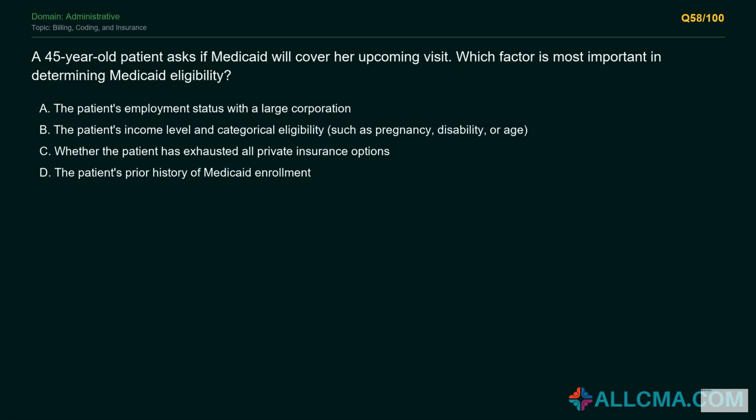Question 58. A 45-year-old patient asks if Medicaid will cover her upcoming visit. Which factor is most important in determining Medicaid eligibility? Option A. The patient's employment status with a large corporation. Option B. The patient's income level and categorical eligibility, such as pregnancy, disability, or age. Option C. Whether the patient has exhausted all private insurance options. Option D. The patient's prior history of Medicaid enrollment.